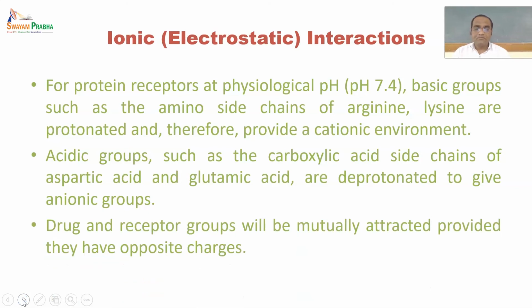Drug and receptor groups will be mutually attracted provided they have opposite charges. So when there is an interaction between a drug and receptor, this group has been deprotonated and this one is protonated, so one forms a cationic environment and the other an anionic environment. A drug should have a group of opposite charge, so they will be attracted towards each other, and this mutually attracted pair will form a drug receptor complex.